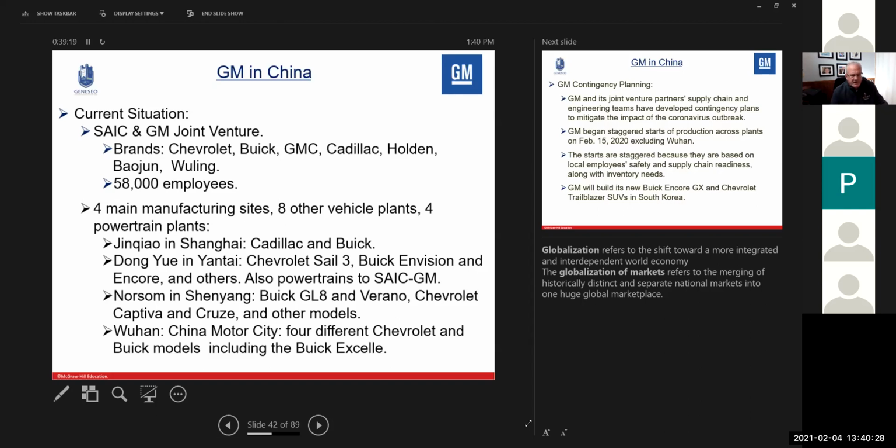I'll draw your attention to the last bullet point here, Wuhan, China Motor City. Four different Chevrolet and Buick models come out of there. Why do we know Wuhan? Wuhan is where, many believe, COVID started. As a result, there was a lot of lockdown on the city, which put disruptions into the supply chain of various companies, General Motors just being one of them. Many companies get parts from suppliers in different cities in China, and the COVID-19 lockdowns caused disruptions in those chains. We talk about how we as companies manage these challenges.